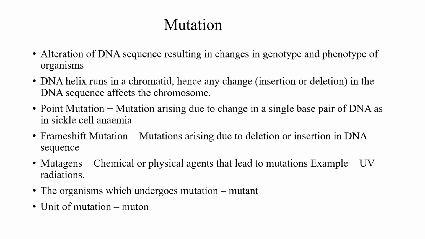Then mutagens. Mutagens are agents which cause the mutation. Chemical or physical agents, example UV radiations. The organism which undergoes mutation is called a mutant. The unit of mutation is called a muton.